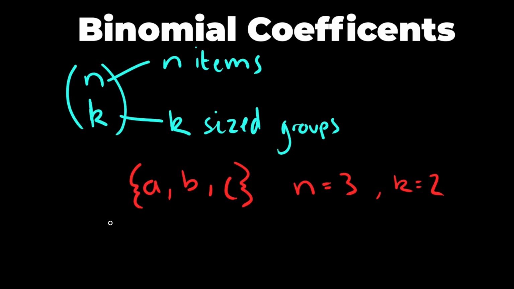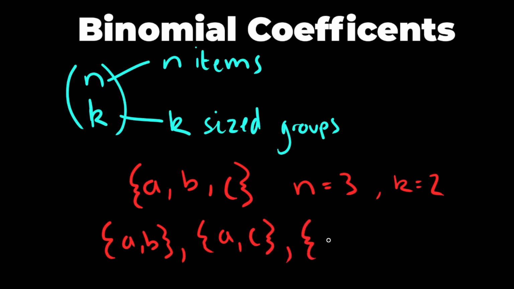In this case, I would say, okay, I can get AB, I can get AC, and I can get BC. So there are 3 ways that I can group 3 items into groups of 2. Okay, so in this case, we would have (3 choose 2) is equal to 3.